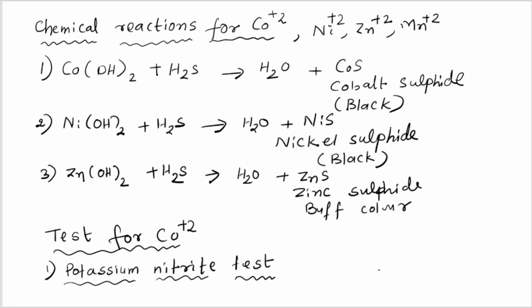Then the chemical reactions of cobalt, nickel, zinc and manganese. Here cobalt hydroxide, when H2S gas is passed, gives cobalt sulfide, black in color, nickel sulfide, black in color, zinc sulfide, buff in color. And one is left, I think, manganese, which is dirty white in color. Then you say test for cobalt plus 2.